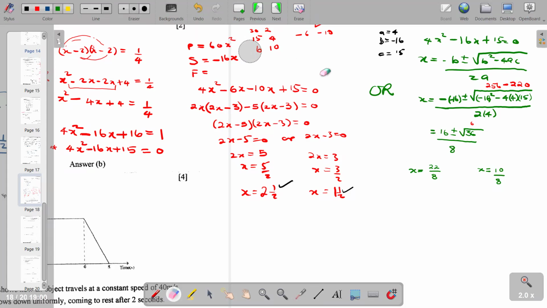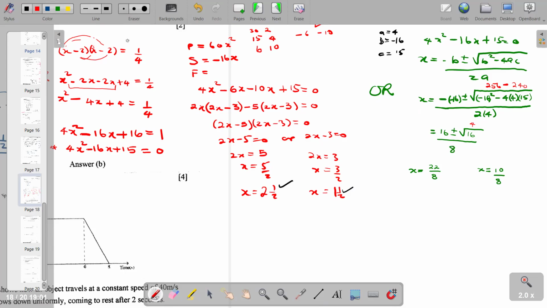Kindly take note that here, 15 times 4 is 60. 60 times 4 is 240, not 220. So that one was supposed to be 240 here. Then take note that here is supposed to be 16, not 36. It's supposed to be the square root of 16, and we know the square root of 16 is 4. You put a 4 there.